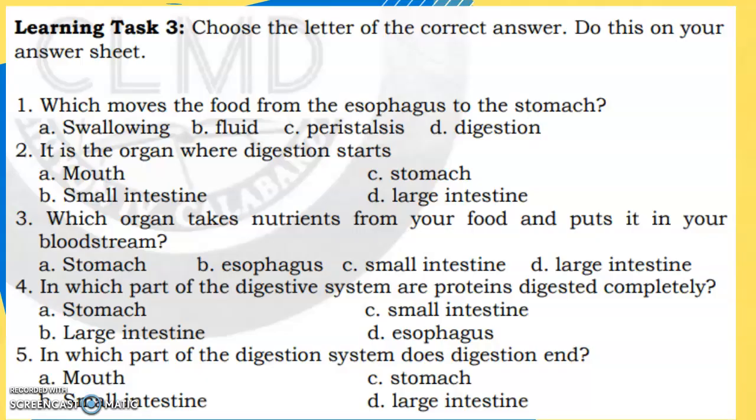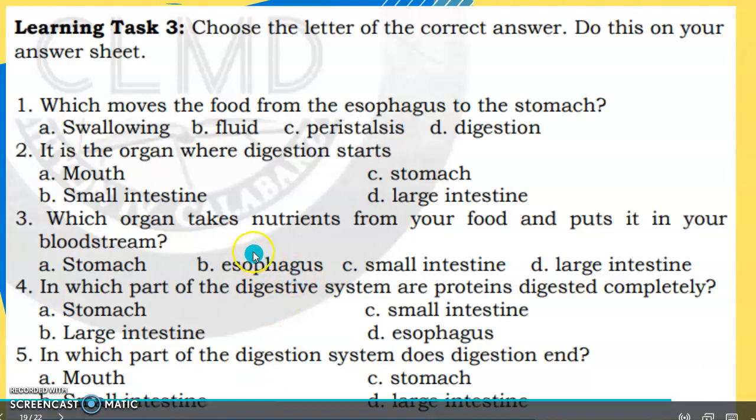Next, learning task number 3. Choose the letter of the correct answer. Which moves the food from the esophagus to the stomach? A. Swallowing, B. Fluid, C. Peristalsis, or D. Digestion. Number 2. It is the organ where digestion starts. A. Mouth, B. Small intestine, C. Stomach, D. Large intestine.